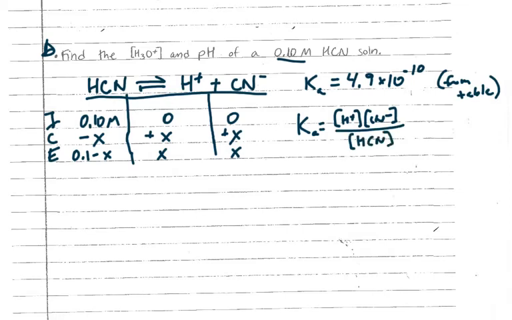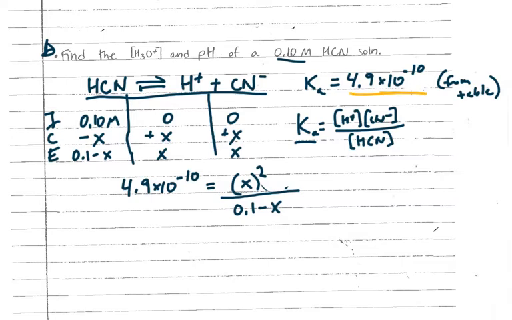All right, so the Ka is 4.9 times 10 to the negative 10. The concentration of H is X. The concentration of CN- is X. And the concentration of the HCN at equilibrium is 0.1 minus X. I'm going to do a little simplifying here. So for one, X times X is the same thing as X squared. And we're going to use the X approximation technique.